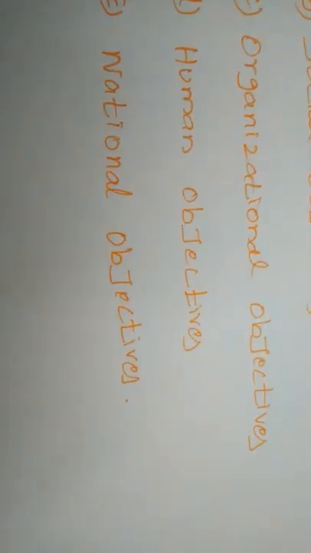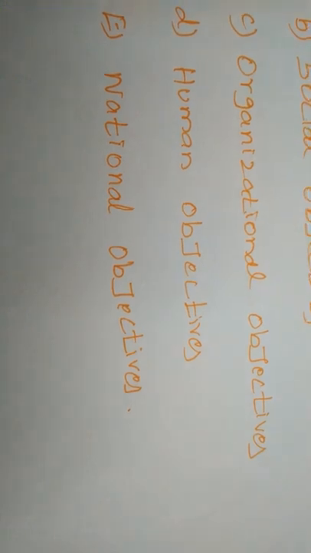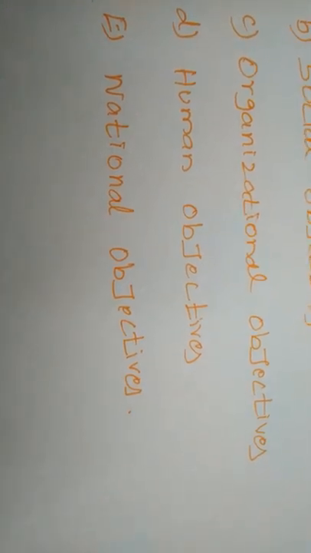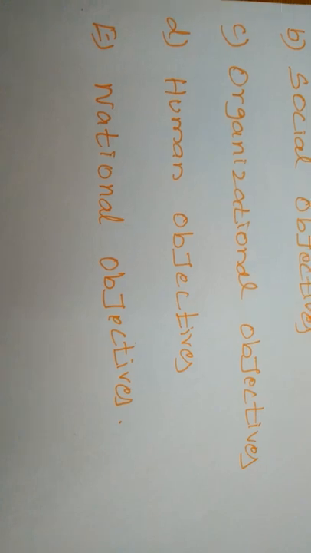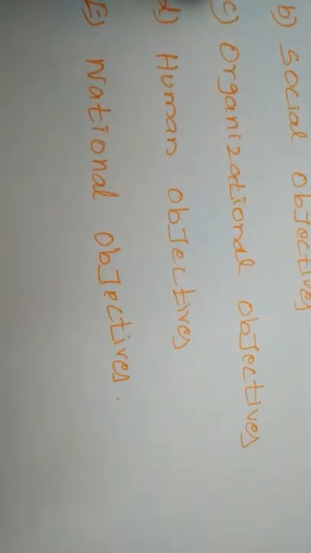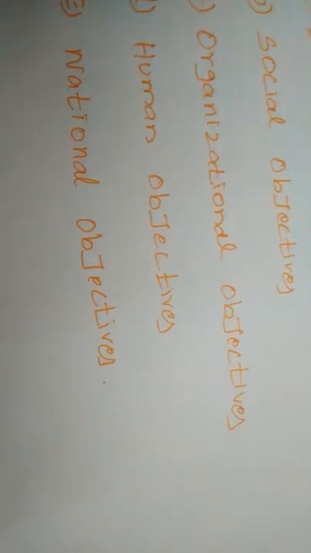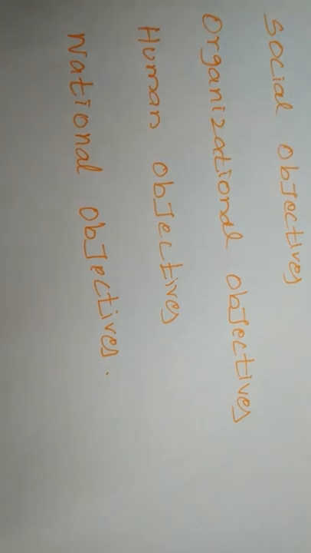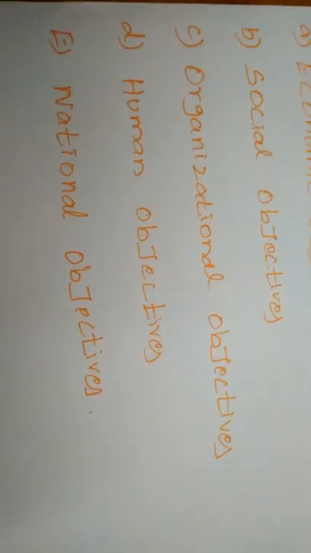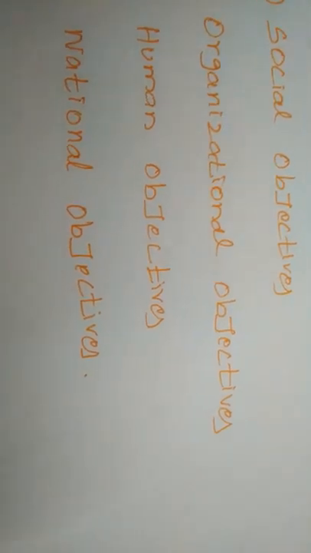The human objectives of business may include the economic well-being of employees, social and psychological satisfaction of employees, and development of human resources. So a business organization must provide well-being for its employees. When they have well-being from the business organization, they will get some psychological satisfaction, and it will be useful to develop human resources.